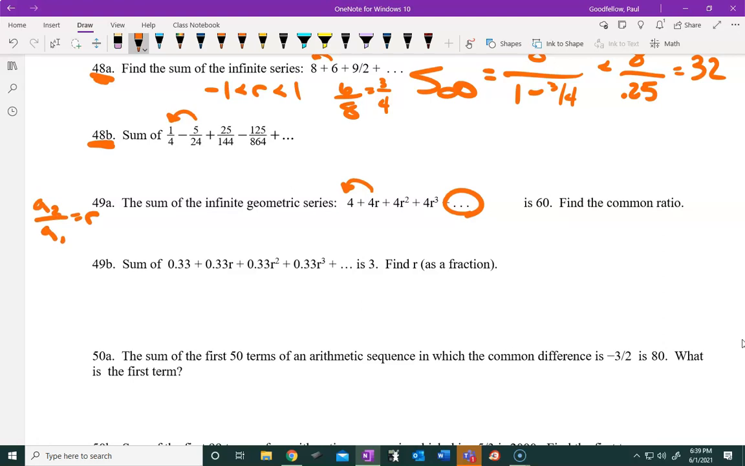Now, since they said it's an infinite geometric series and it does add up to 60, I would have to assume that the ratio is going to be between 1 and negative 1, but I'm solving for it. And that would ultimately mean that on this side I'm going to get 60, and over here I'm going to get 4 over 1 minus the rate, which I have no idea what it is. It's r, and then I'd cross multiply and solve. Okay? Pretty straightforward question once you actually set it up. Try that question on 49b and see if you can get it to work out.